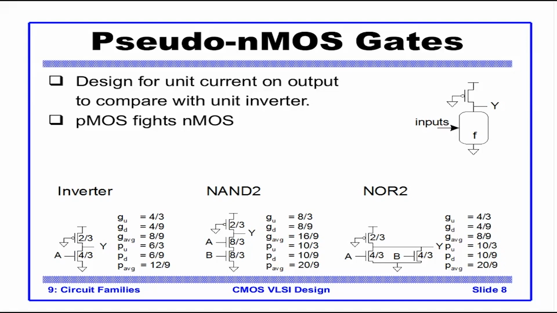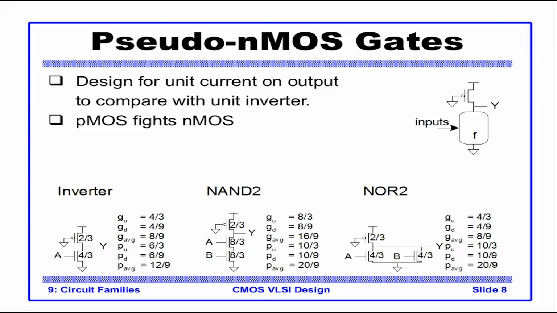So whatever is the value of GU, GD will be the value of GU divided by 3. So 4 by 3 becomes 4 by 9. Similarly, PU 6 by 3 becomes 6 by 9. In fact, this is what our aim was. Our aim was to reduce the capacitance on output and input by replacing the pull-up network with an always on PMOS. The average value of G is simply GU plus GD divided by 2. P average again is PU plus PD divided by 2.